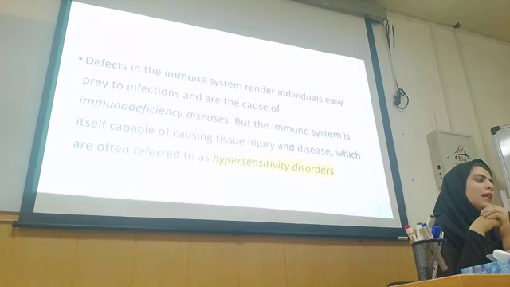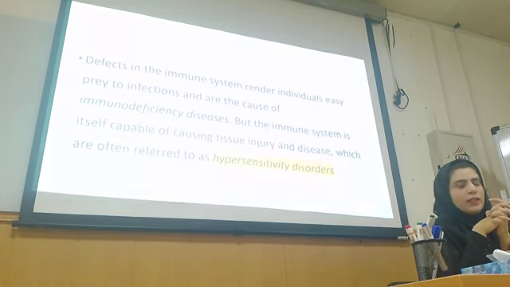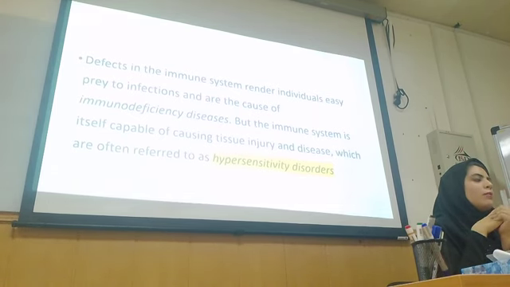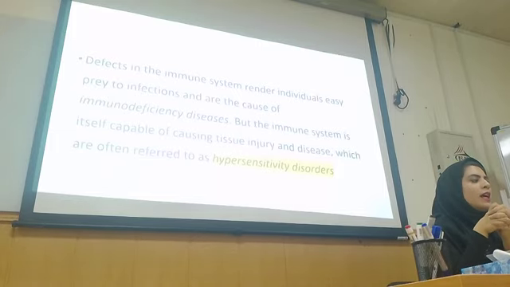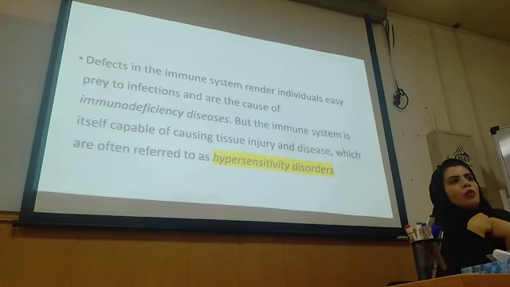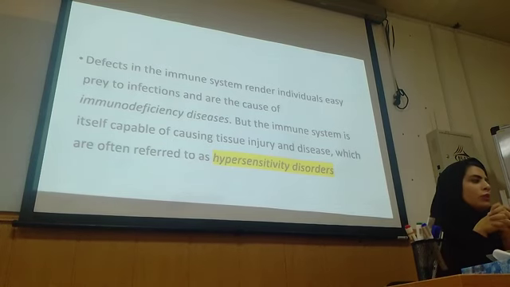Defects in the immune system render individuals easy prey to infections and are causes of immunodeficiency disease. Okay? But the immune system is itself capable of causing tissue injury and disease, which we can see in hypersensitivity disorders or autoimmune disorders. Okay, when the immune system is activated more than needed in our body, we have hypersensitivity disorders or autoimmune disorders.